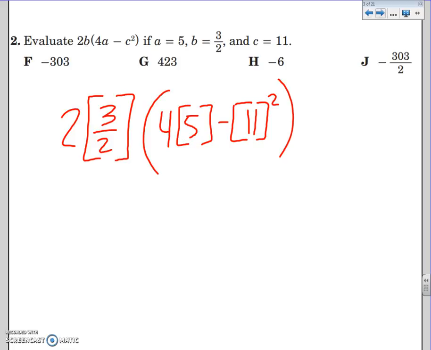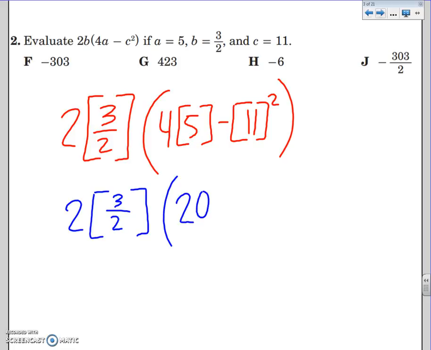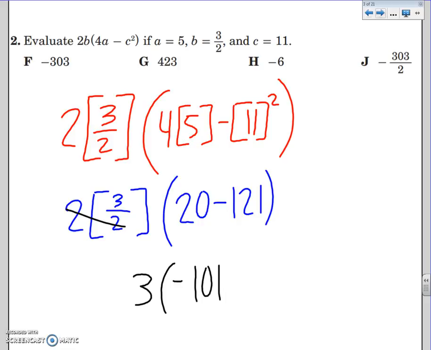Okay. Let's see. I'll do order of operations, PEMDAS. Go inside my parentheses first. 4 times 5 is 20. 11 times 11, 121. This front turns into 3 times negative 81, right? Let's see, no, negative 101. Multiply that.